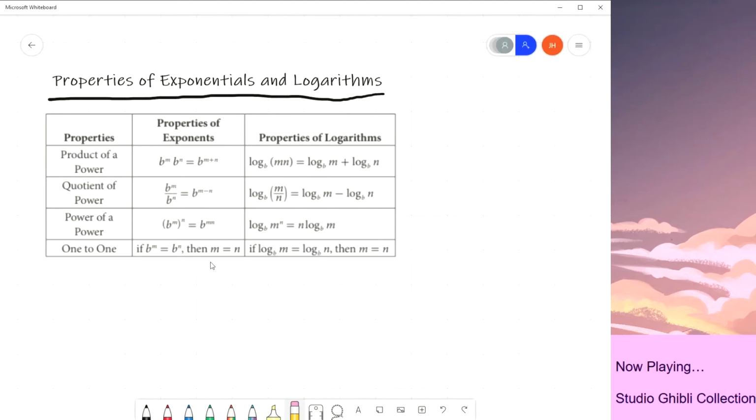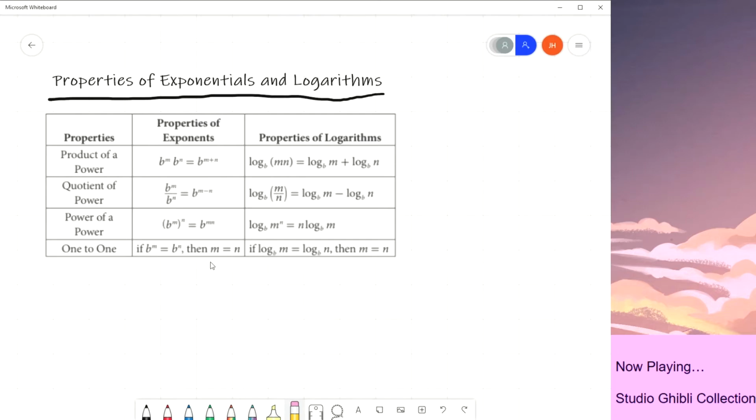Alright, y'all. So in this second part of the video, we are going to be fully dedicated to exploring the properties of exponentials and logarithms. And this is going to be a lot of algebra, so it's a lot about solving equations and manipulating expressions. The properties of exponents we've already explored before.